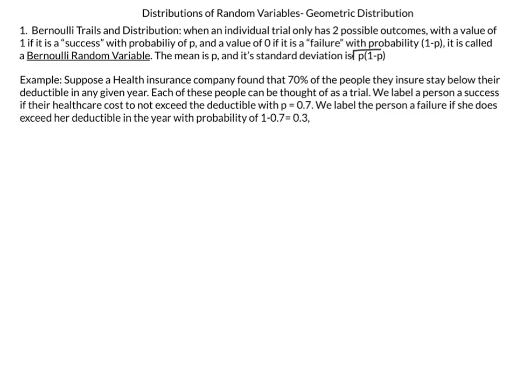An example is, suppose a health insurance company found that 70% of the people they insure stay below their deductible in any given year. Each of these people can be thought of as a trial. We label a person a success if their health care does not exceed the deductible, with probability of 0.7, and we label the person a failure if they do exceed their deductible in the year, with probability of 1 minus the probability of success, or 0.3.